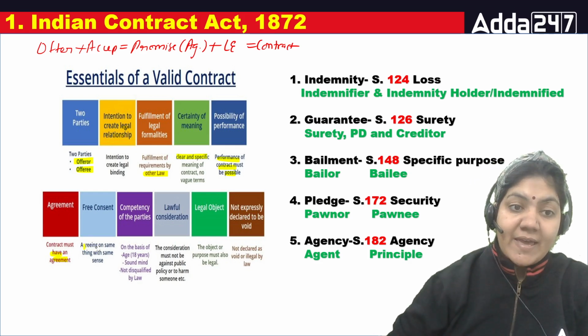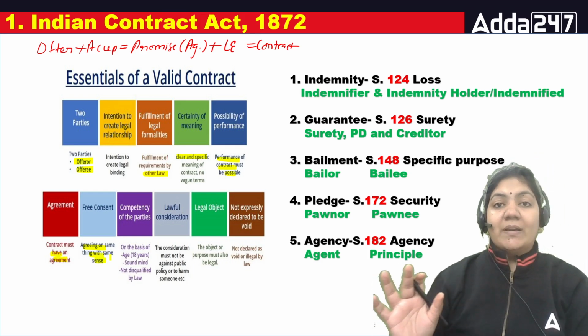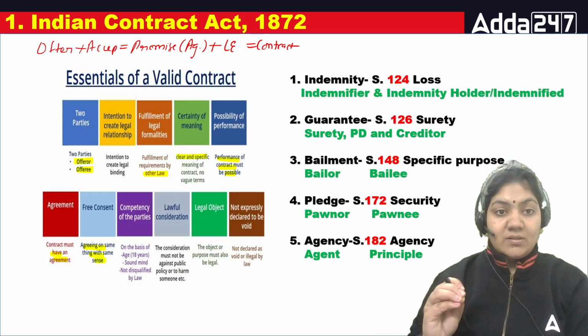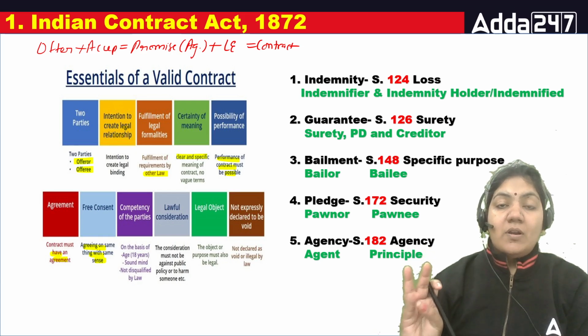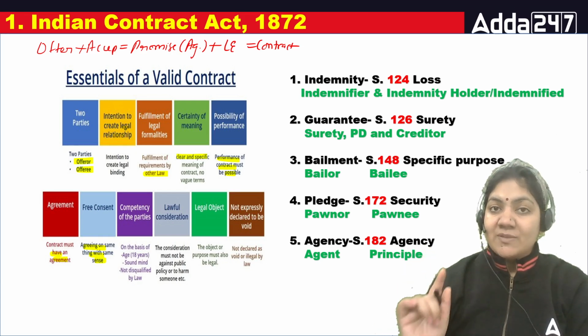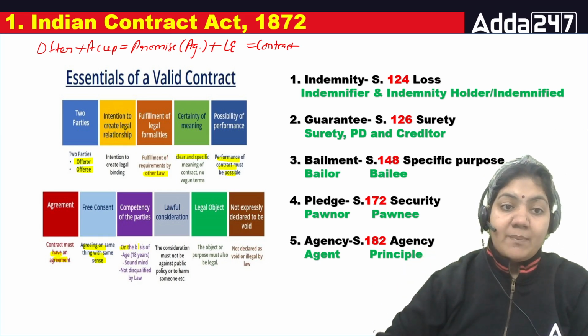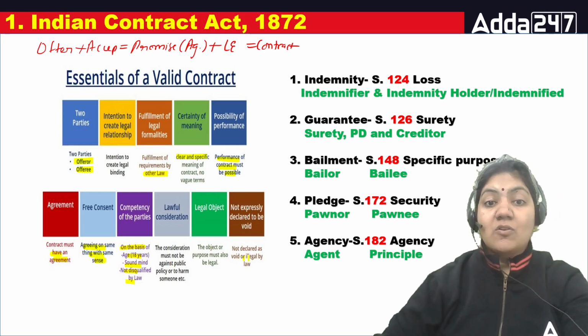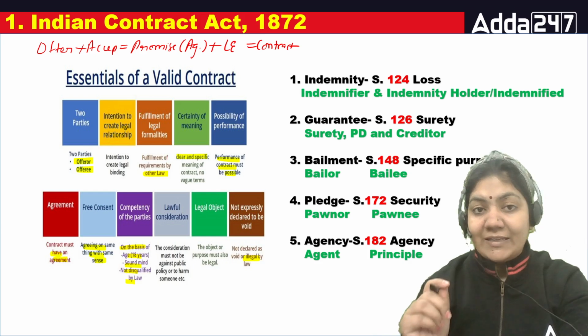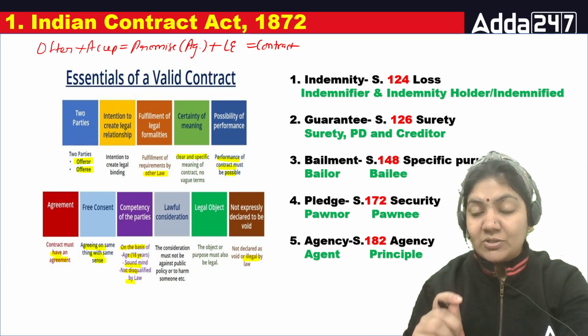Free consent means that whenever the 2 parties are making a contract, the consent should be free. It should not be obtained through fraud, coercion, undue influence or misrepresentation. Then the parties must be competent to contract. It means 18 plus, sound mind, and not disqualified by law. There should be lawful consideration, there should be a legal object, and the contract should not be void or illegal. So these are the important points of a valid contract.